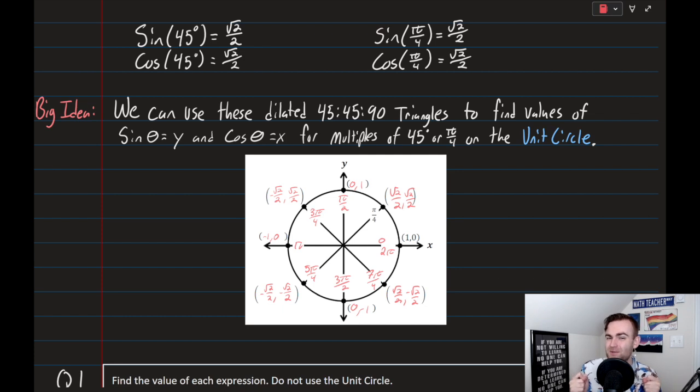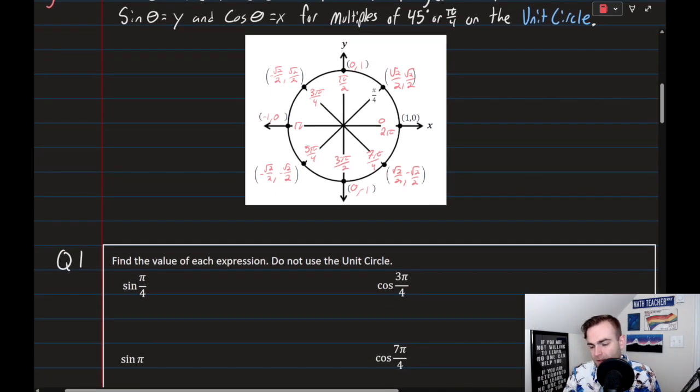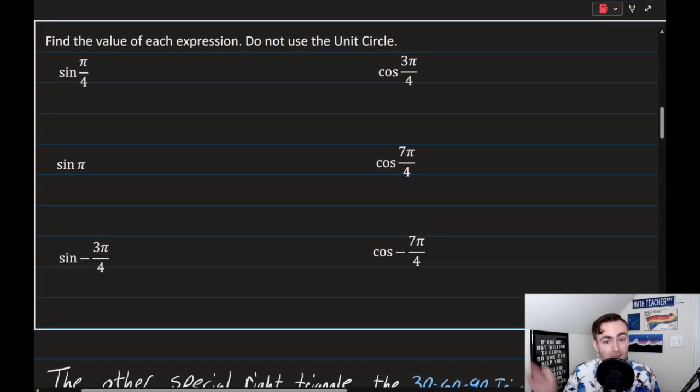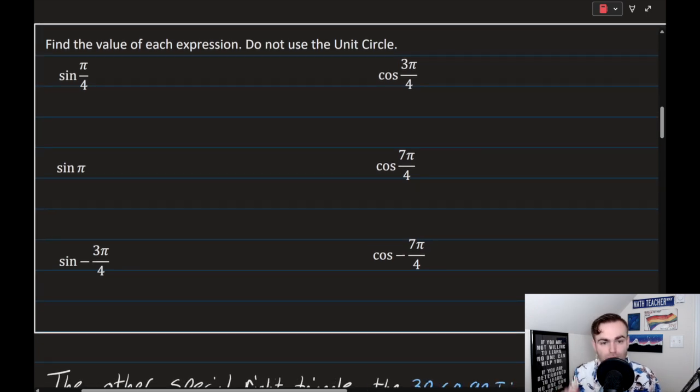But I've seen so many times that students are reliant on it. They say, "Yes, I know how to use the unit circle, so I'm okay," until they don't have the unit circle and they don't know what they're doing anymore. We have to be able to do this without it. So we're going to challenge ourselves. We have these questions here, and I purposely removed the unit circle from the screen. How can we find what these values are?